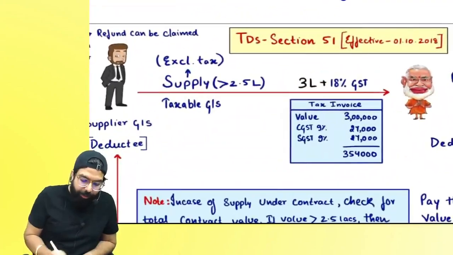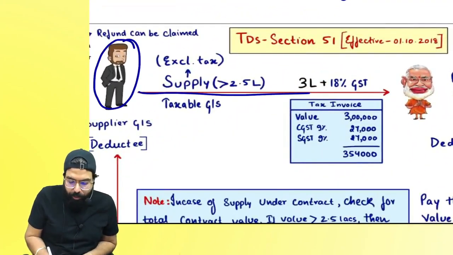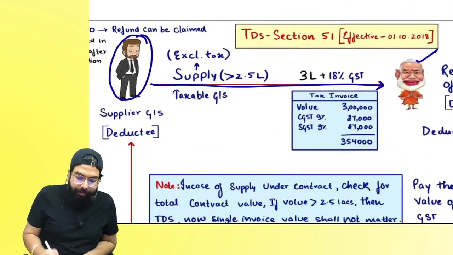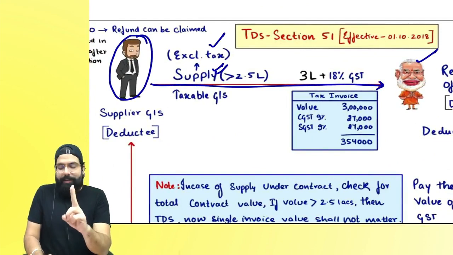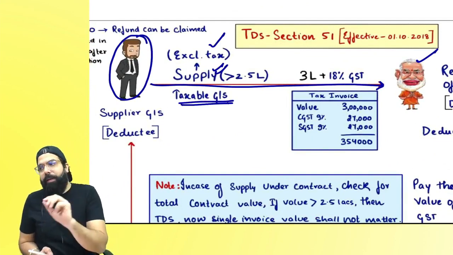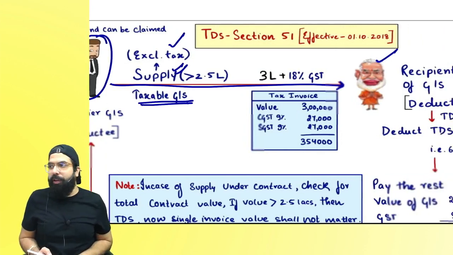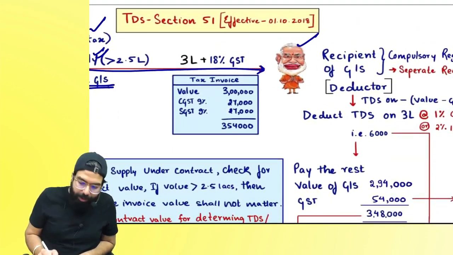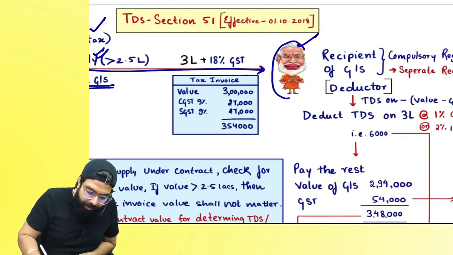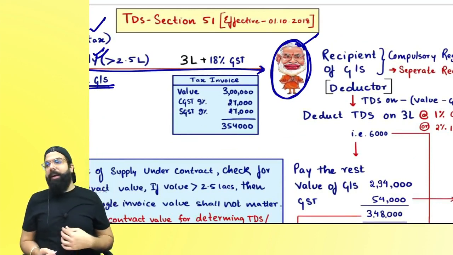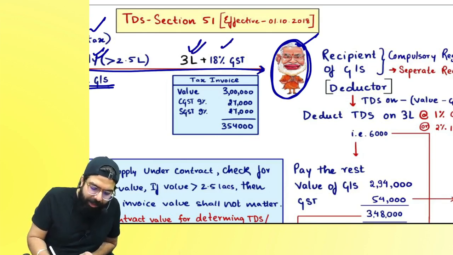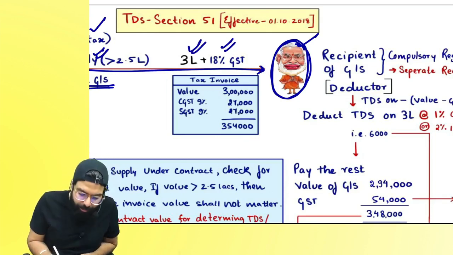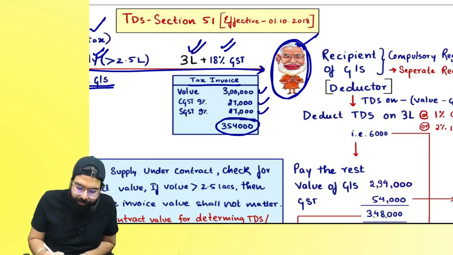Now, whenever a supplier is supplying to a government department, if the value of supply is greater than 2.5 lakh excluding the GST amount, and relates to taxable supply of goods and service, then the recipient, that is the deductor, has to deduct TDS. For example, 3 lakh rupees plus 18% GST. So you will see the invoice as 3 lakh plus 27,000, that is 3 lakh 54,000.